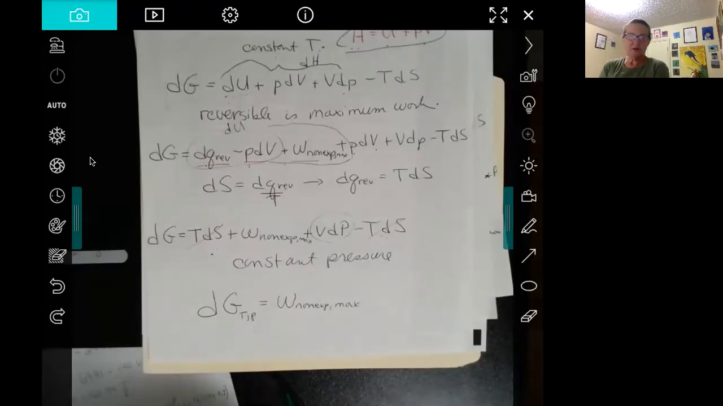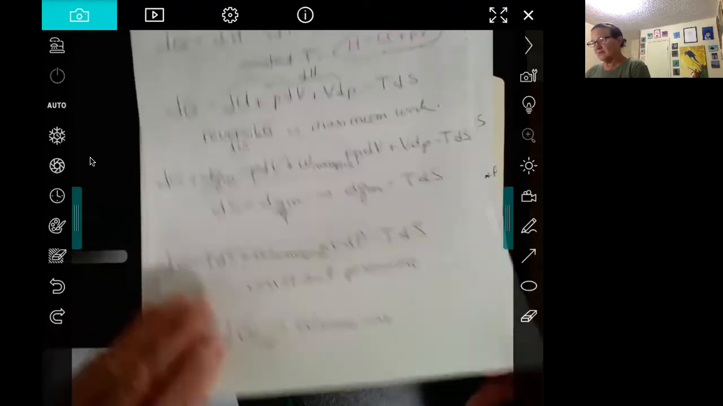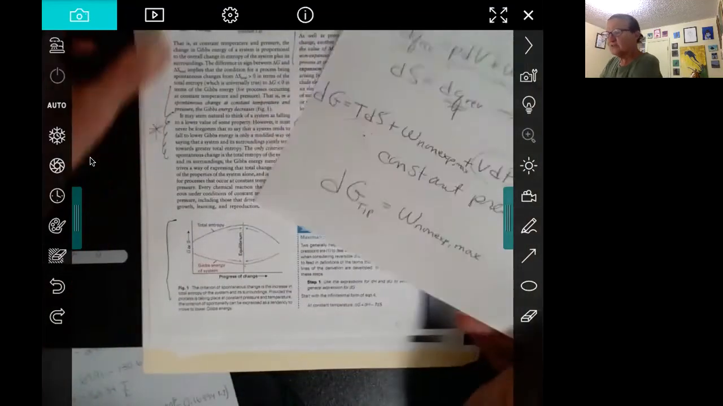So that would be work of electricity. So if you have electrochem, you'll remember that. Or the work of building molecules within a biochemical system. So any work that's not expansion compression work.